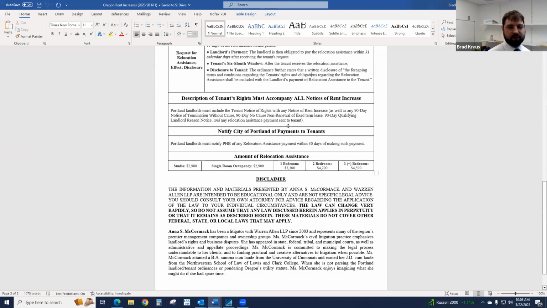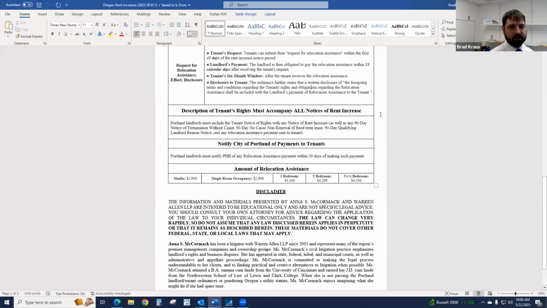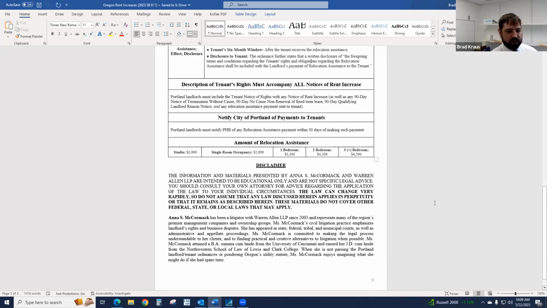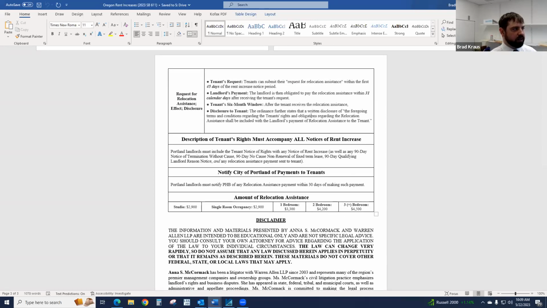All right. If you do end up paying the Portland relo for any requirement, keep in mind that you do have an obligation to notify the City of Portland of that within 30 days. Okay. All right. So that's rent increases.